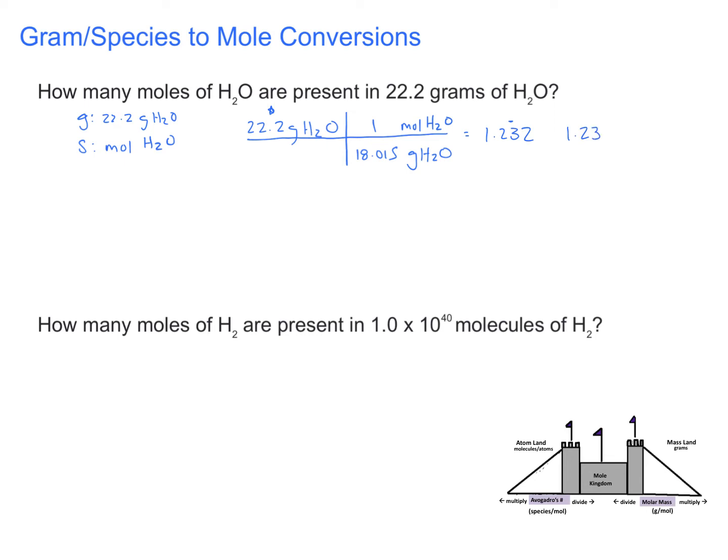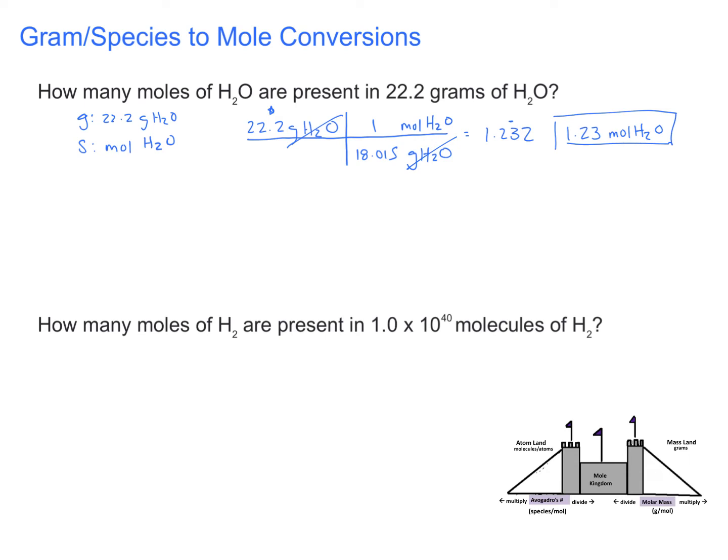So 1.23 is going to be the value that we obtain. And then we're going to go ahead and check our units. Grams of H2O, grams of H2O cancel, moles of H2O are what are left over. Okay, and we subsequently have our answer for this first problem.